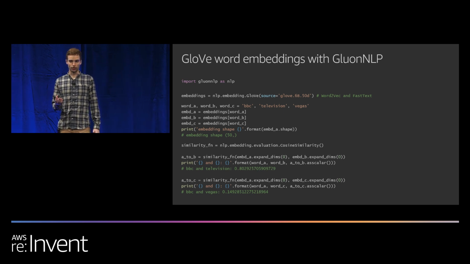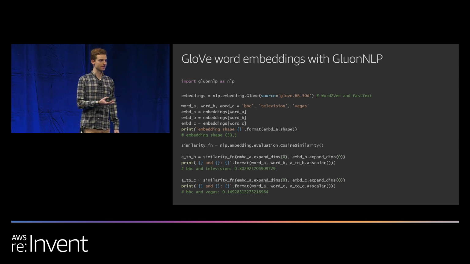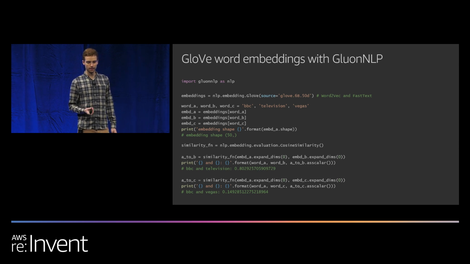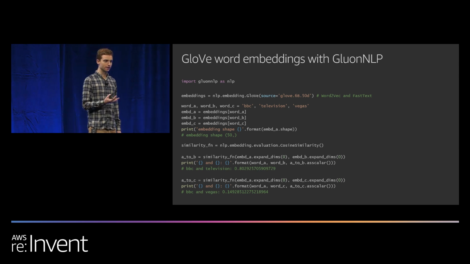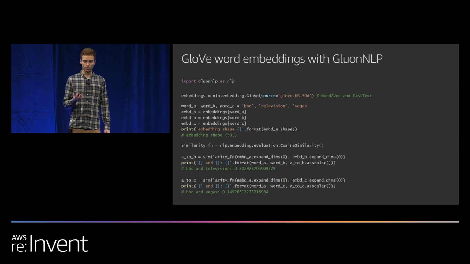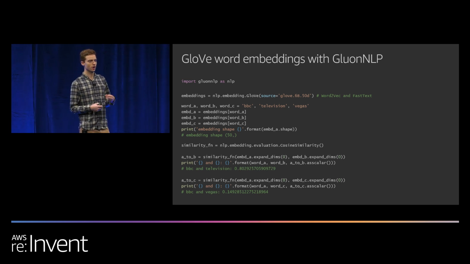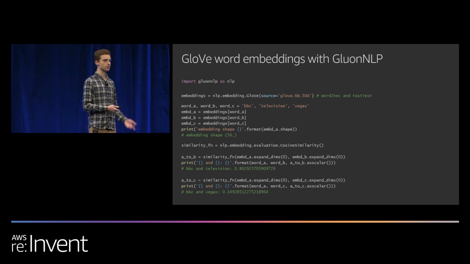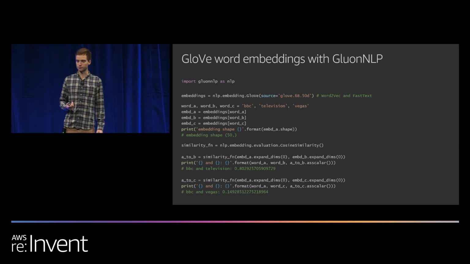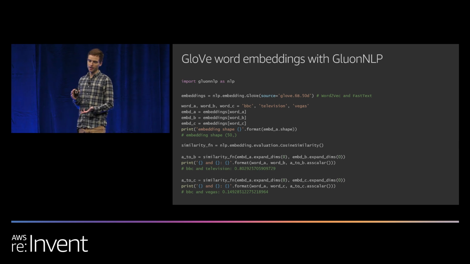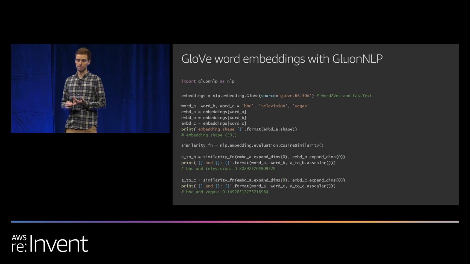So we can import Gluon NLP. Typically, you do it as NLP, as an alias, and then reference the embedding subpackage. On that, you can choose your type of word embedding, and there's many different variants. We've got over 180 different types of pre-trained word embeddings that you can choose from. And we'll specify that we want the GloVe embedding in this case.